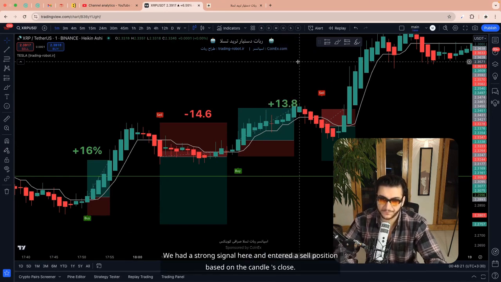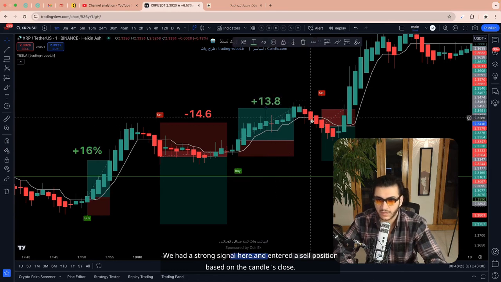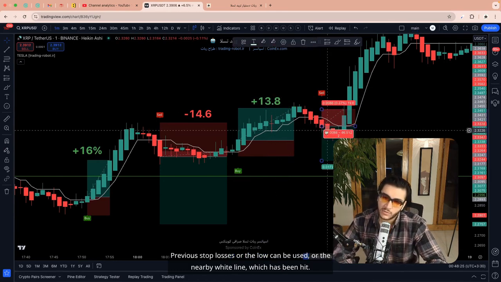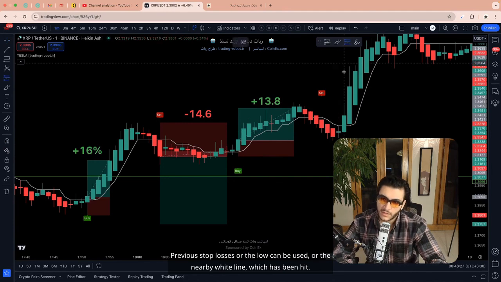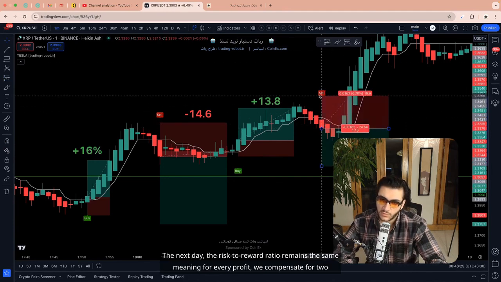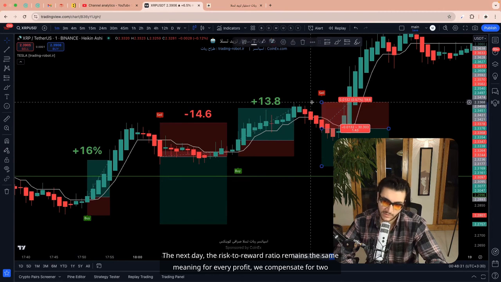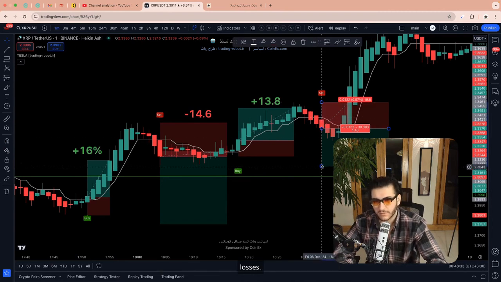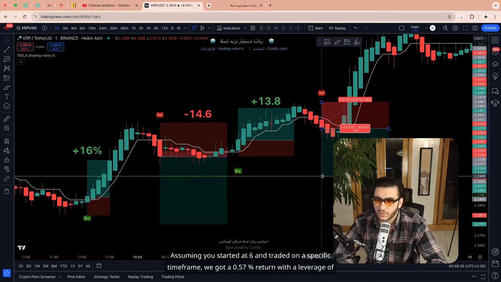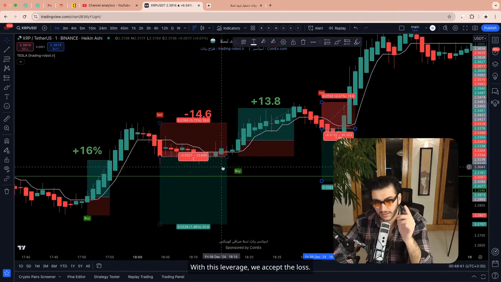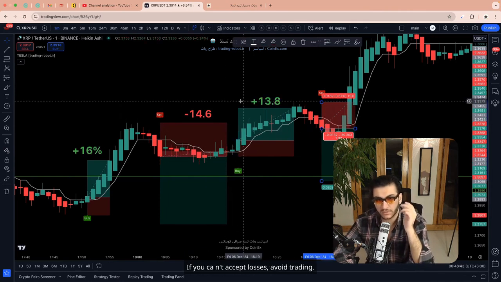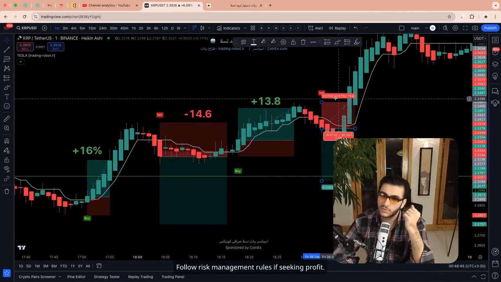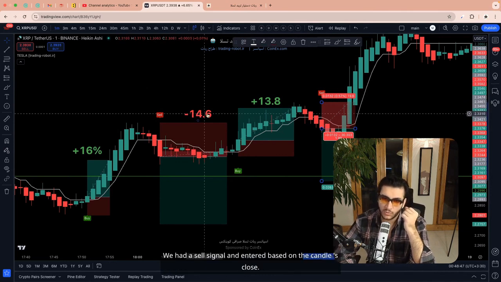We had a strong signal here and entered a sell position based on the candle's close. Previous stop losses or the low can be used, or the nearby white line, which has been hit. The next day, the risk to reward ratio remains the same, meaning for every profit, we compensate for 2 losses. Let's sum up from 6 o'clock until now. Assuming you started at 6 and traded on a specific time frame, we got a 0.57% return with a leverage of 20, ending at 11.4. With this leverage, we accept the loss. If you can't accept losses, avoid trading. Follow risk management rules if seeking profit.